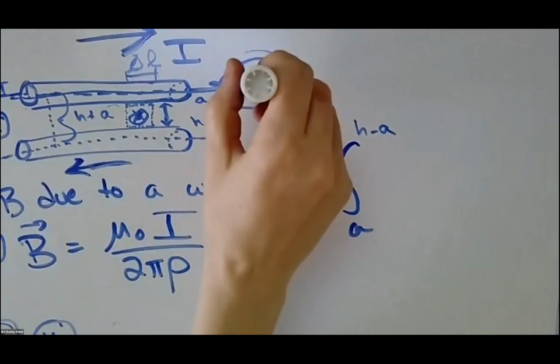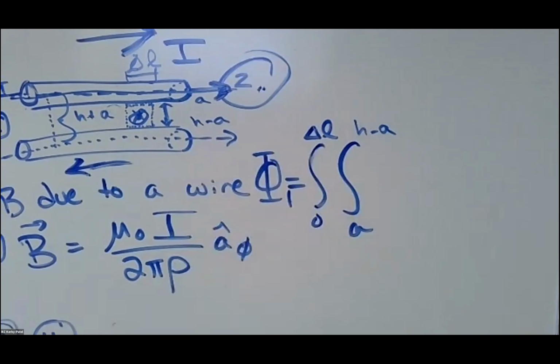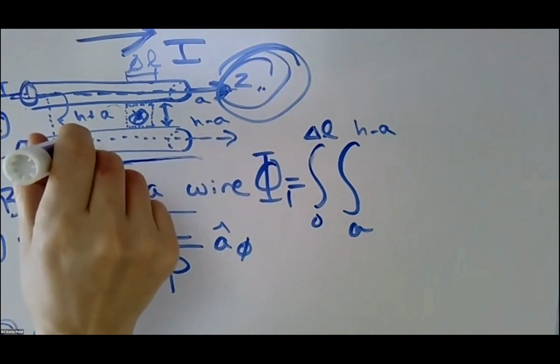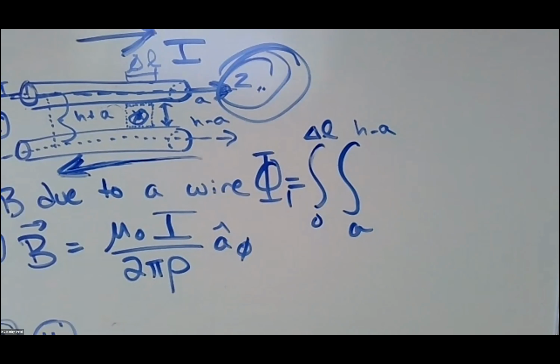When I'm calculating flux 1, I'm going to put the z-axis over here. When I'm calculating flux 2, I'm going to put the z-axis inside the bottom wire, pointing in the other direction. And then by symmetry, those two fluxes are going to have the same integral.